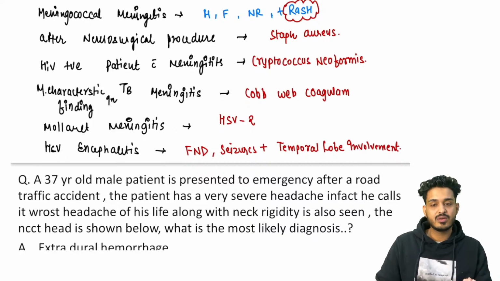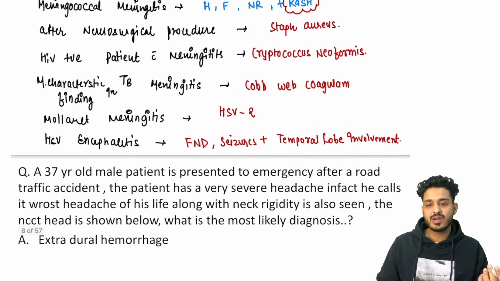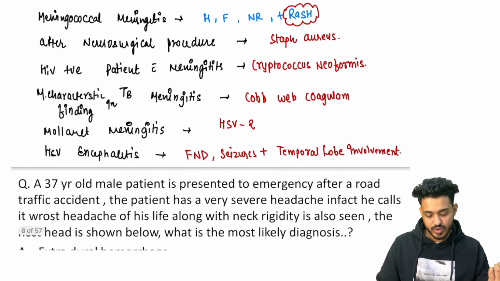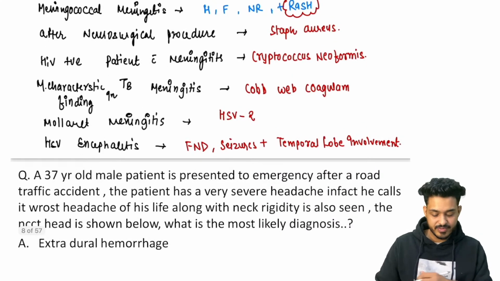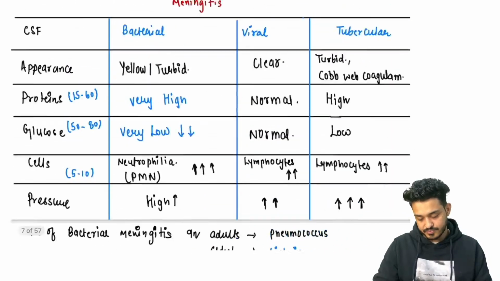Mostly, what happens in most people? They are forgetting everything whatever they were before the infection. They are not the same person, right? They can have multiple things, right? So this is your HSV encephalitis. It is going to cause temporal lobe involvement, right? So this is about the meningitis.